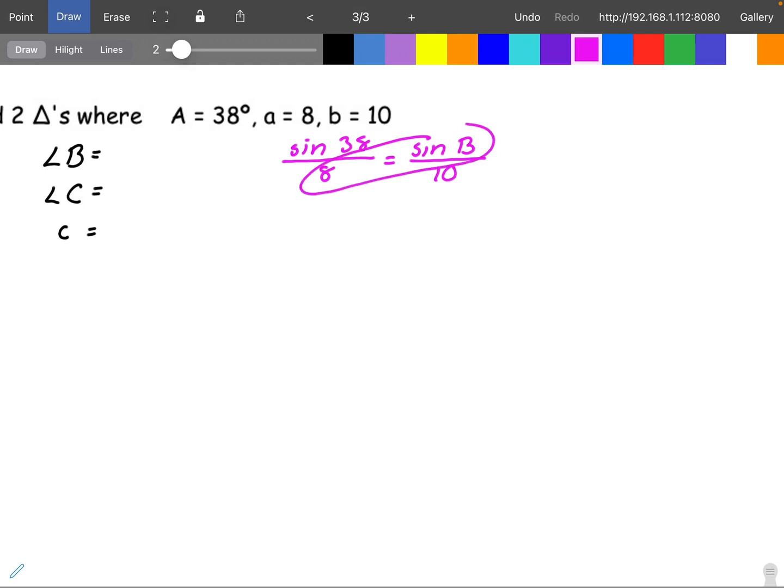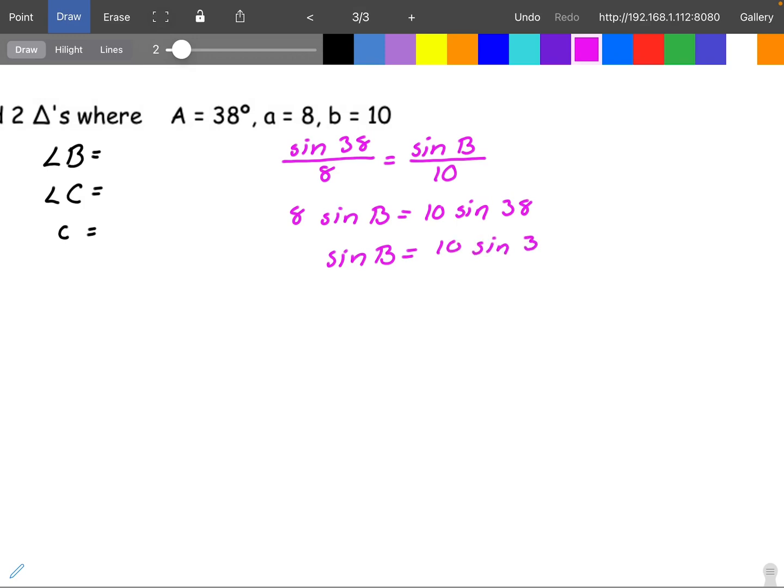So we're going to cross multiply and divide. I'm going to start with my unknown. So 8 times sine B equals, and then go the other way, 10 times sine 38. All right, now we divide. Since we want sine B by itself, we're going to divide by 8. So sine B equals 10 times sine 38 divided by 8. Now you're going to type this into your calculator. Remember, type the numerator in, hit enter, then divide by 8 and hit enter. But this time you're finding an angle.